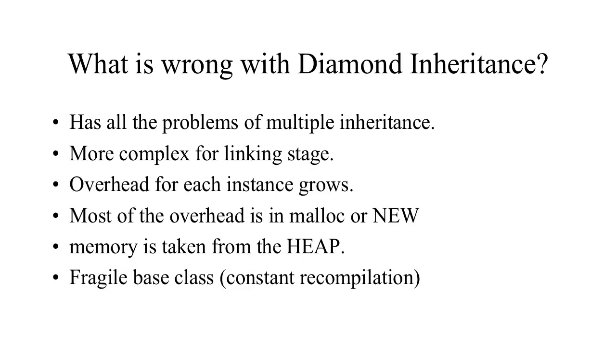So then the question is, well, what's wrong with diamond inheritance? And it has all the problems of multiple inheritance with ambiguity issues. It makes linking complicated. It makes the overhead for each instance grow dramatically. And most of the overhead is in making allocations from the heap. Since memory comes from the heap, making a new instance is as costly as a malloc in C.